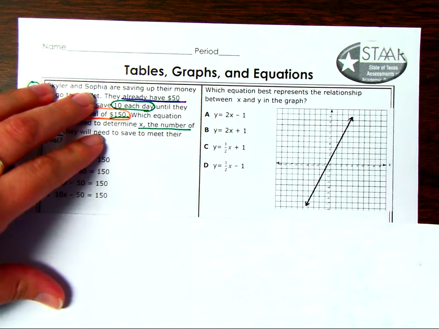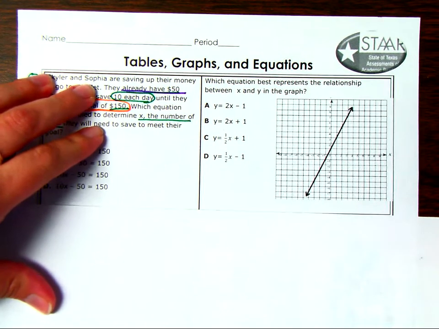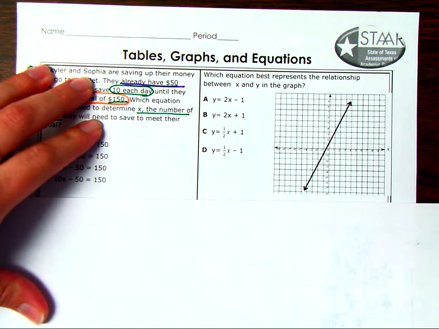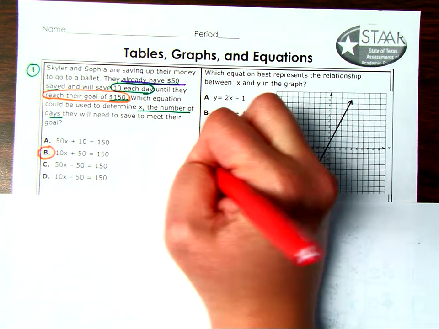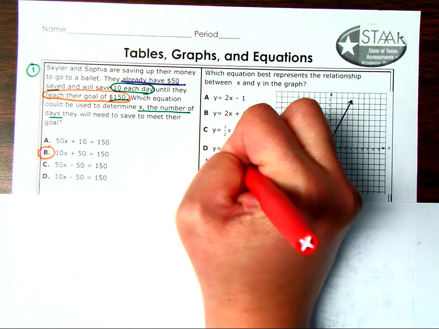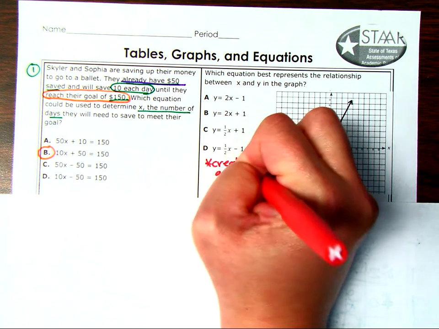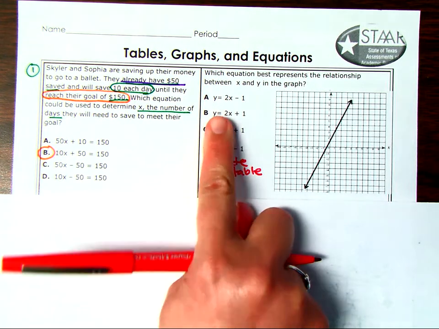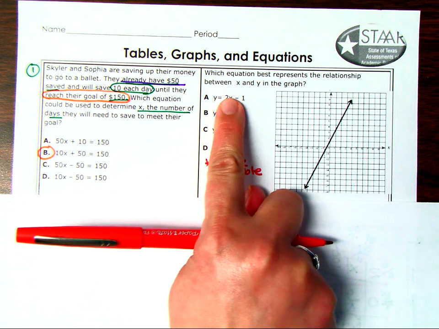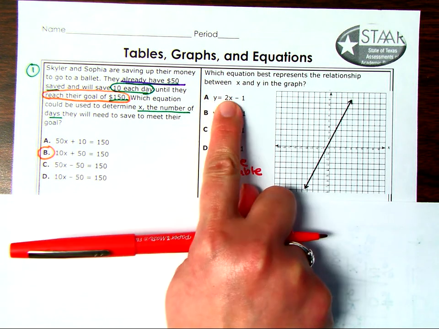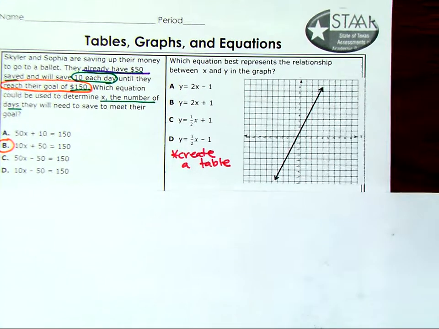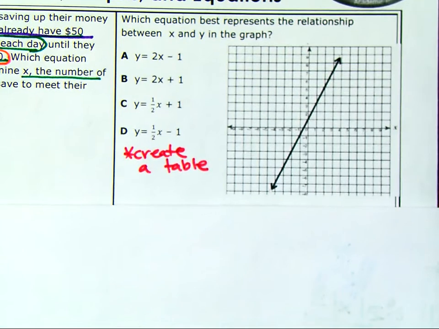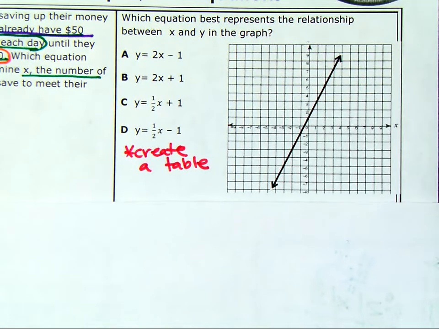It says, which equation best represents the relationship between X and Y in the graph? So what we need to do for each of these is we need to create a table. So we're going to look at our equations and we're going to substitute a value in for X to see what our input is, to see what our Y or our output is. So if we look at this graph, let's see what we can see from here. Sorry, it's a little blurry. Let me just kind of clear that up. Let's see what we got.